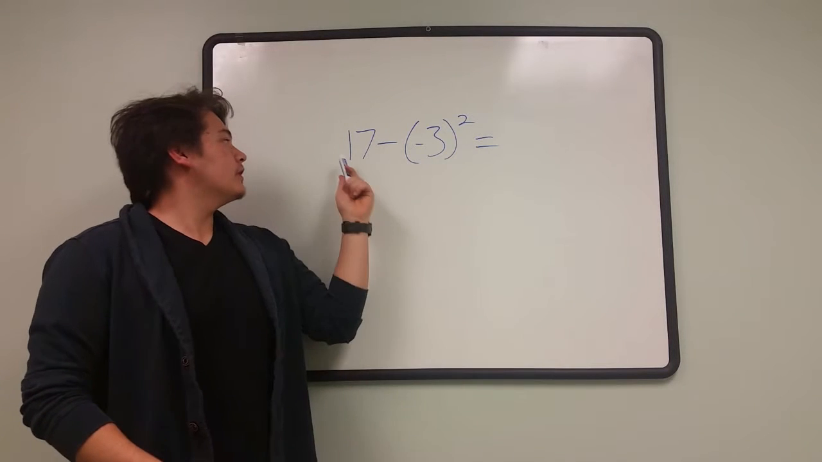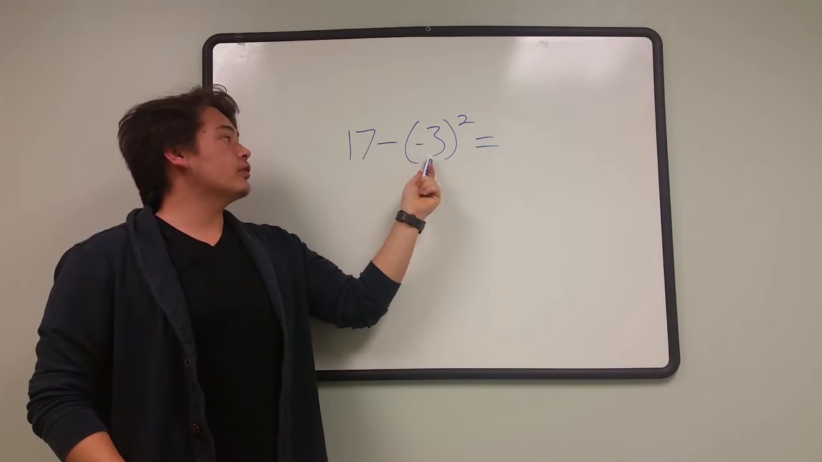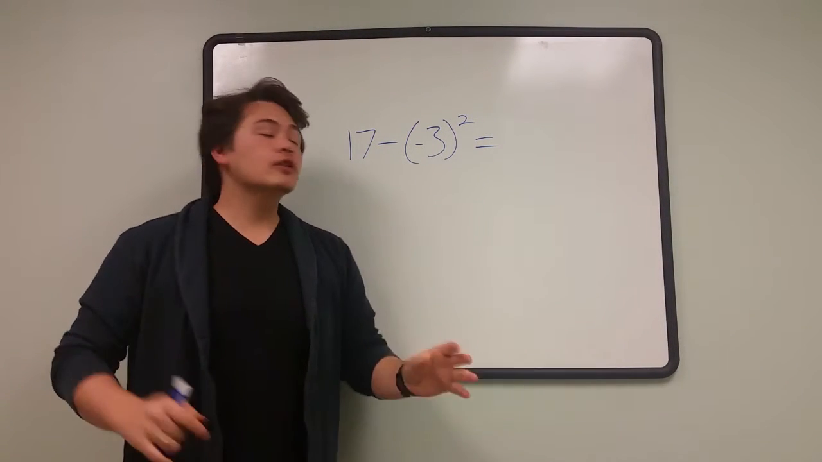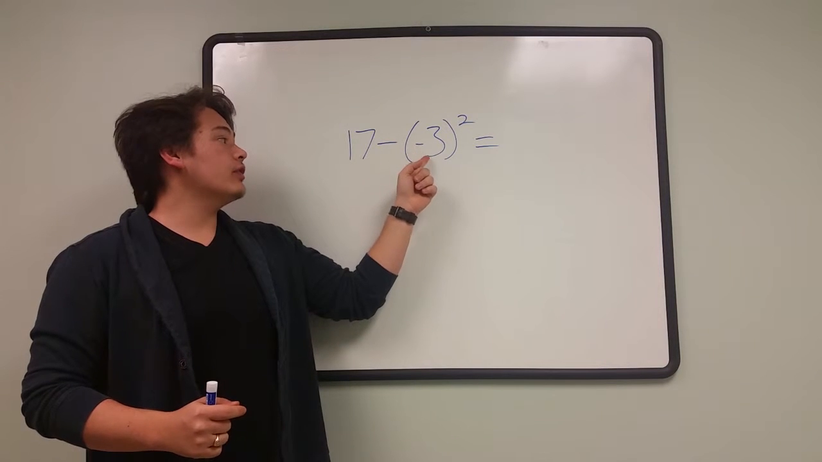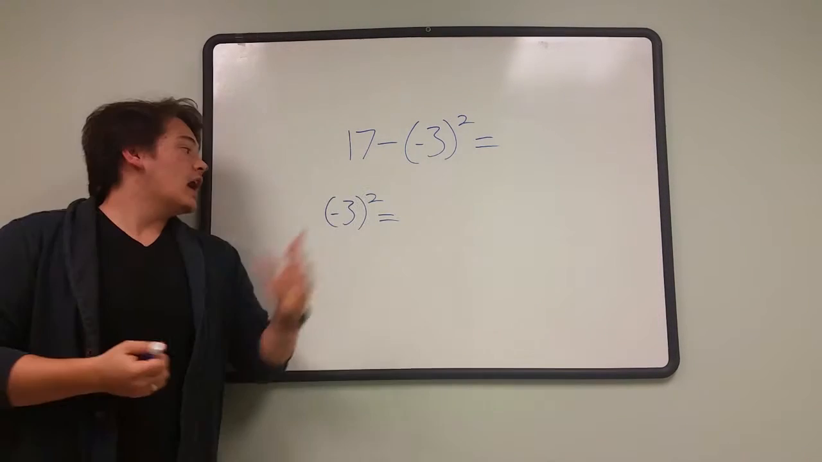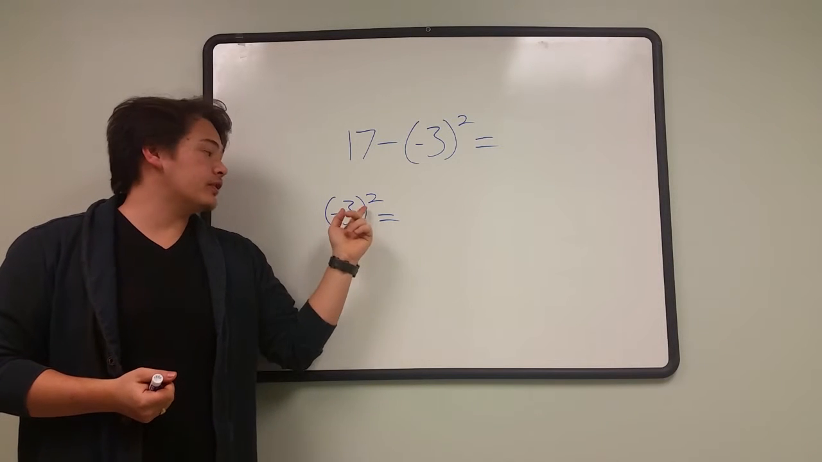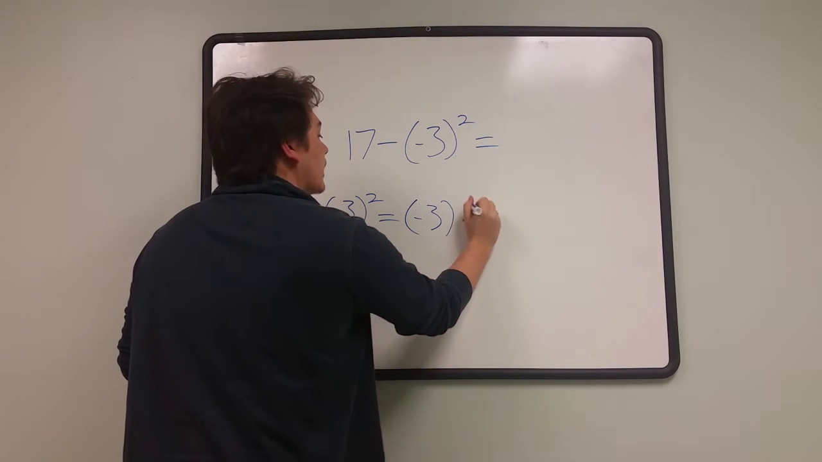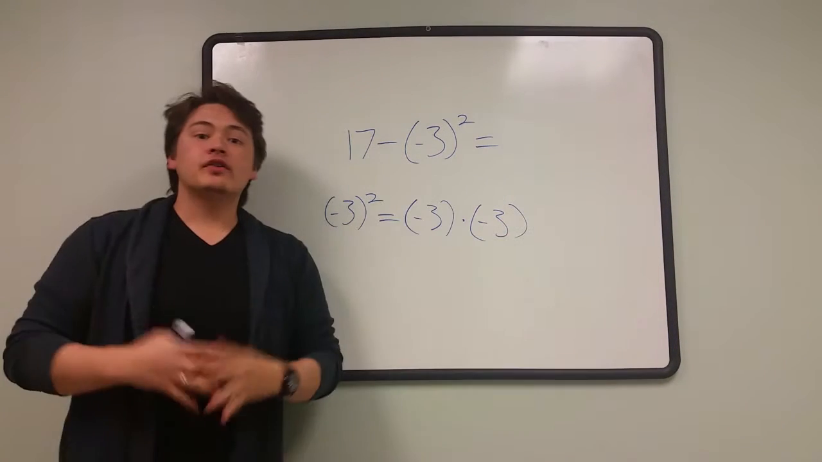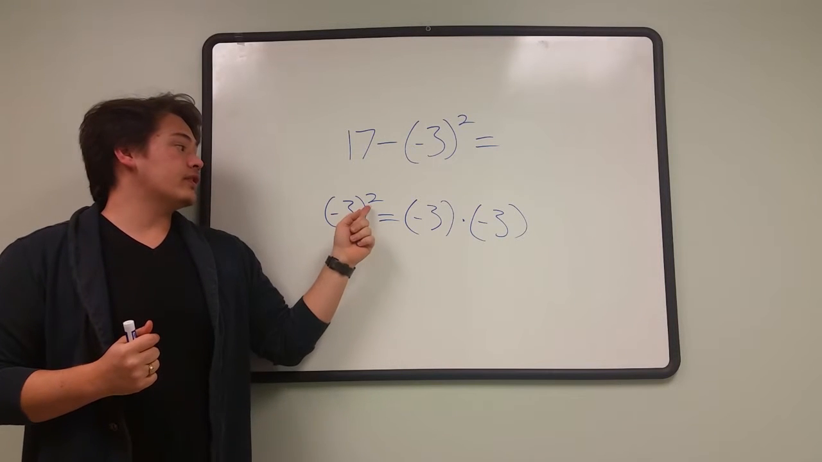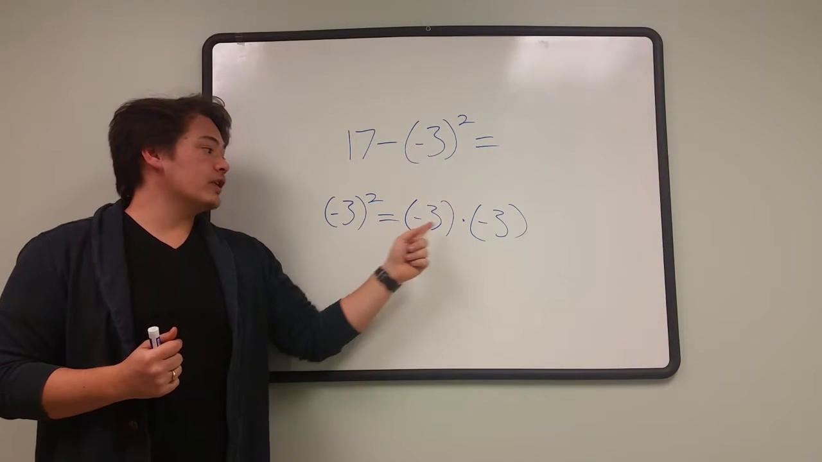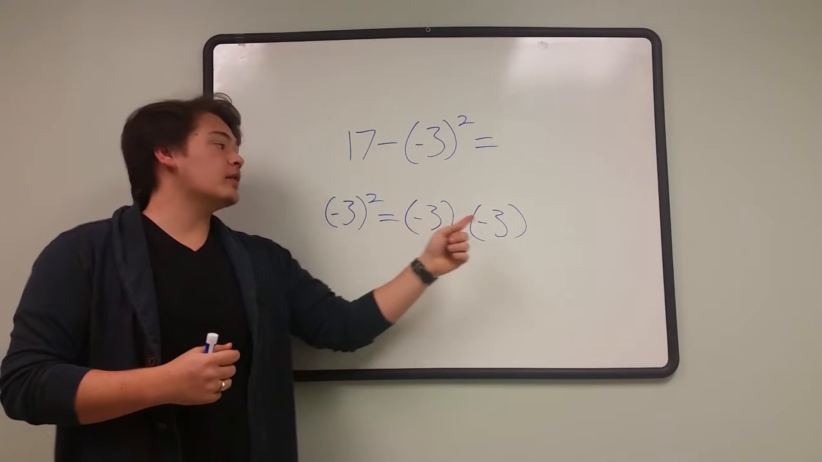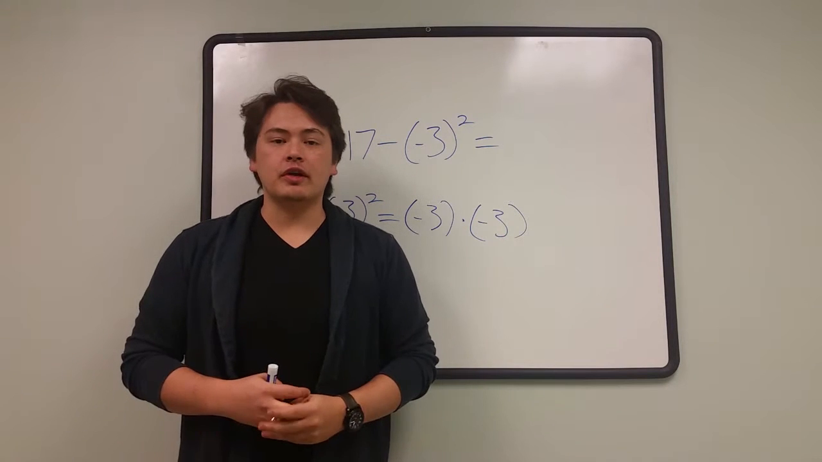This question states 17 minus negative 3 squared is equal to what? So before I start this problem, I'm going to first look at this number here, negative 3 to the second power. Another way of looking at negative 3 to the second power is negative 3 times negative 3. Now when you're multiplying a negative times another negative, the answer is going to become a positive.